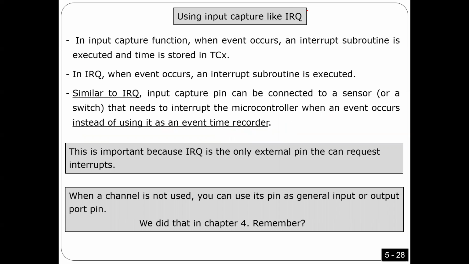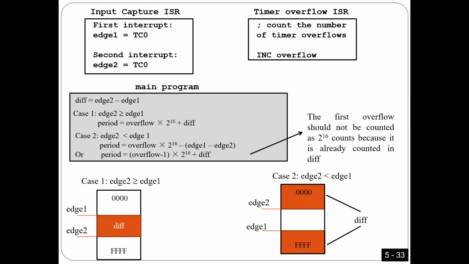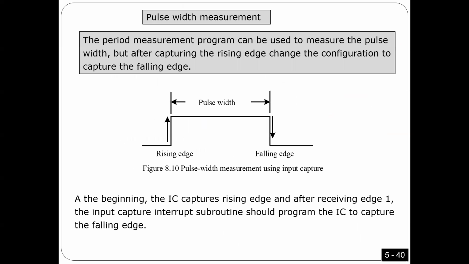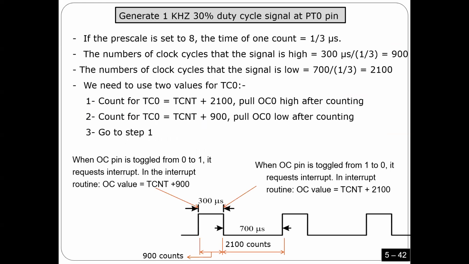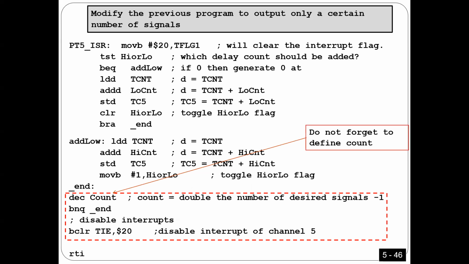Number 1, how can you use it like IRQ? And it's going to be very trivial. Number 2, how can we use the input capture to measure time? Number 3, how can you use output compare to generate a signal? Number 4, how can you use output compare like RTI? These are the 4 programs I'm going to focus on.